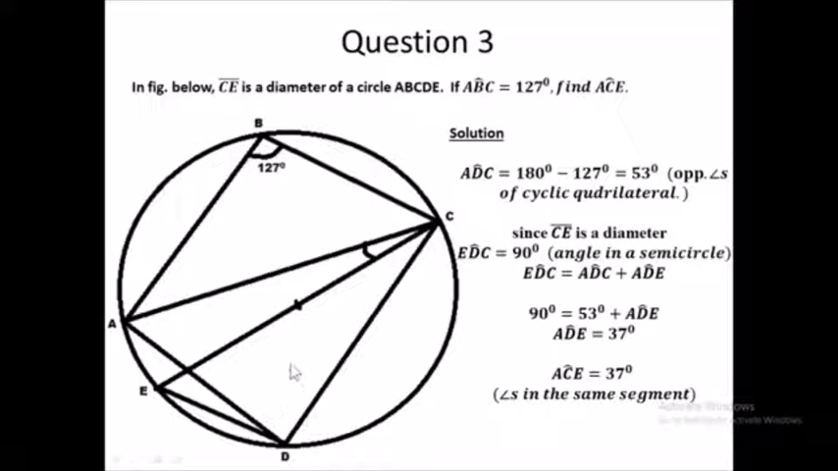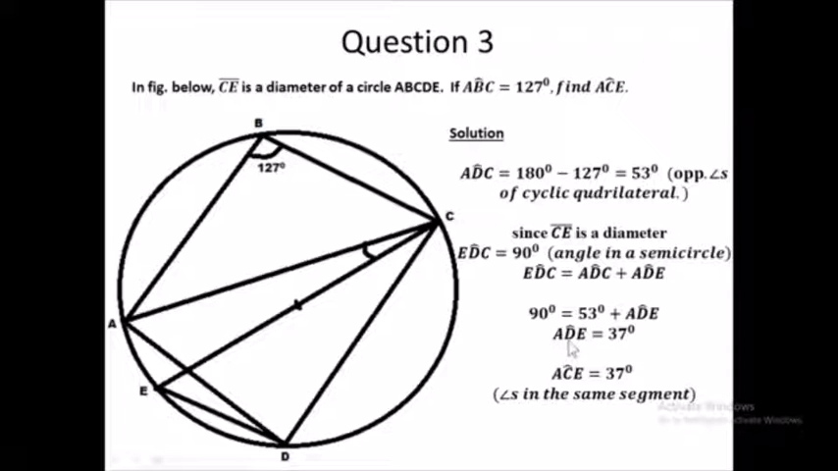So if that should be the case, we have already found angle ADC to be equal to what? 53 degrees. So if angle ADC is 53 degrees and the total angle here is 90 degrees, we can find this small angle here. You understand? Now we can find angle ADE. If you remove 53 from 90 degrees, that will give us angle ADE.